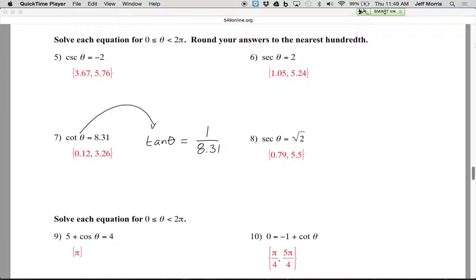Now, let's review some things. We want to know where this is positive. So let's first of all talk about that. Where is tangent positive? Quadrant 1 and in quadrant what? 3, which I think is interesting. We'll talk about that more today.